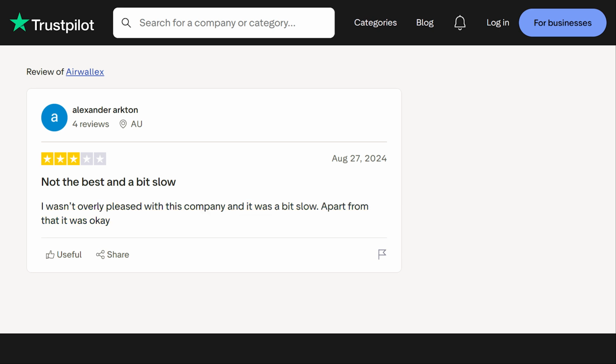Now, a bit slow is vague. I saw a couple comments like this. This could refer to a specific transaction, customer support during a peak time, or maybe their Wi-Fi, or even the pace of adding very niche features, or anything else really. It could be just overall slow.